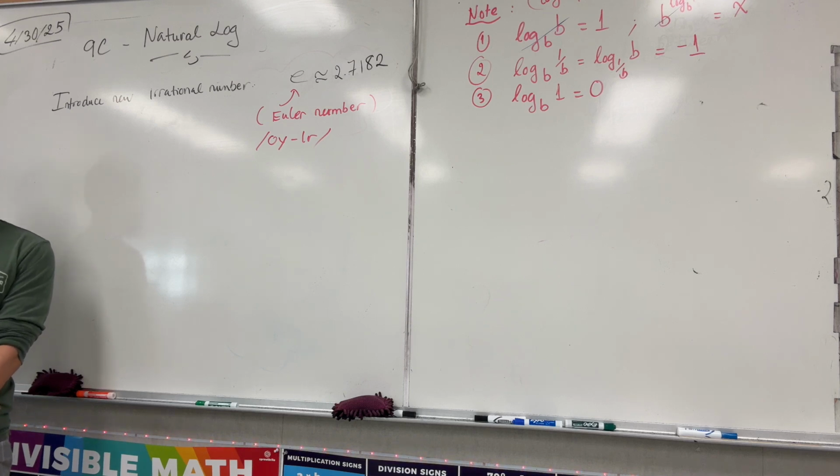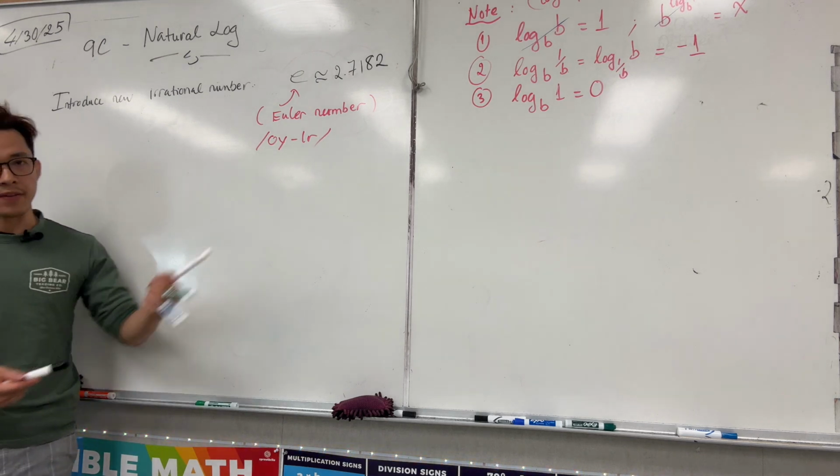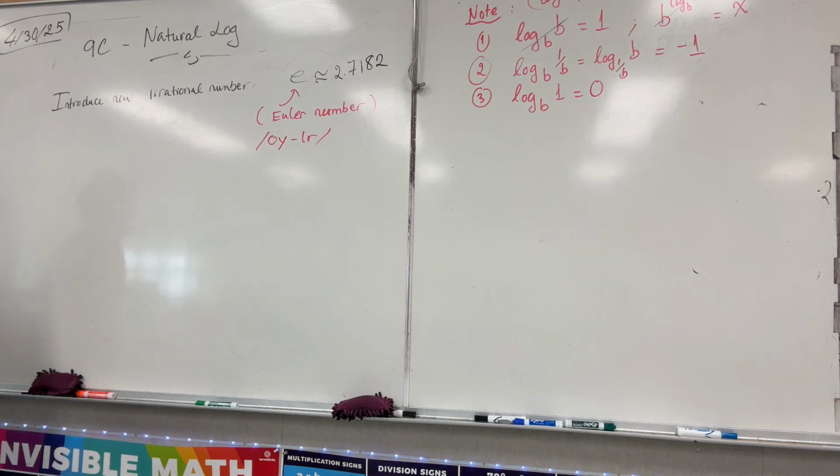Long ago, ancient time. You did see the poster, greatest mathematician of all time. So that's Euler there. He found this number. So that's why we call it Euler number.